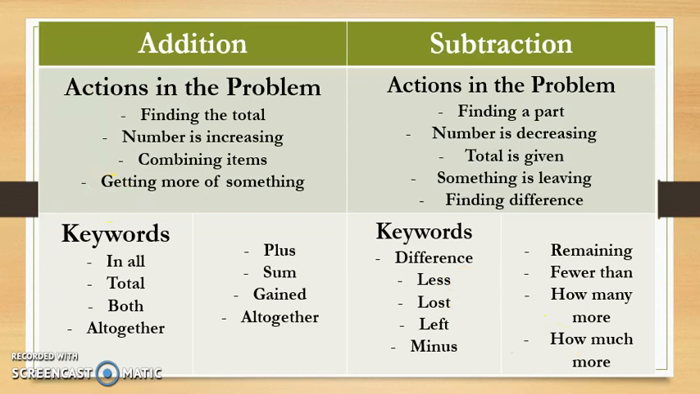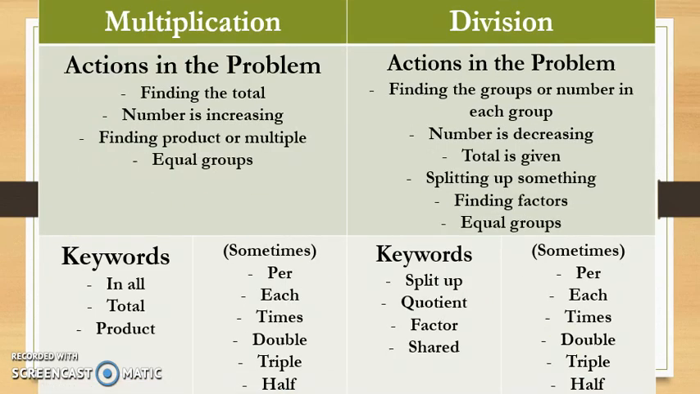When looking at multiplication and division, we have some similarities. Like addition, for multiplication, we are finding the total, and our number is getting bigger or increasing. We're also finding the product or multiple, and sometimes we're looking at equal groups. Keywords to look for are in all, total, product, and sometimes the words per, each, times, double, triple, and half can also mean multiplication.